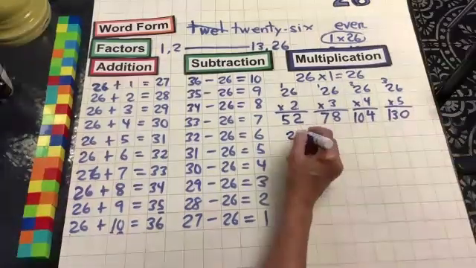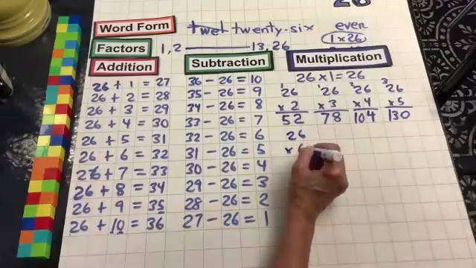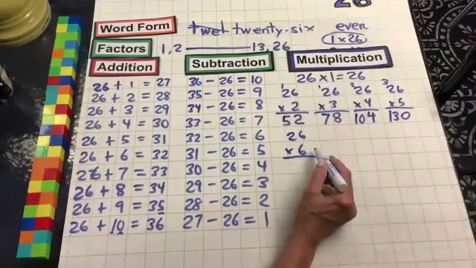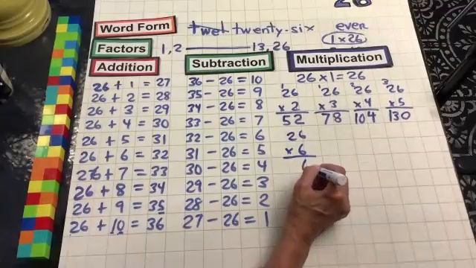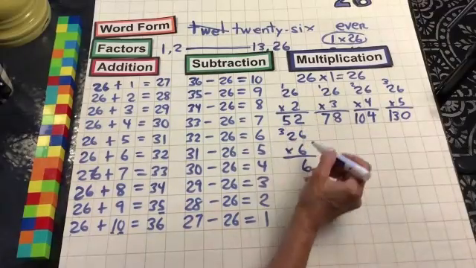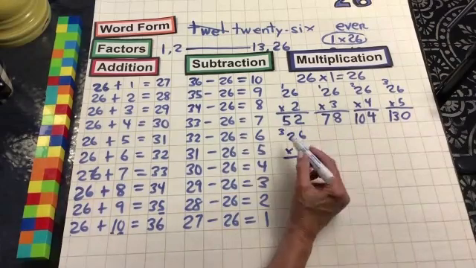And we're going to come down here, 26 times 6. 6 times 6 is 36. Drop the 6, carry the 3. 6 times 2 is 12, plus 3 is 15.